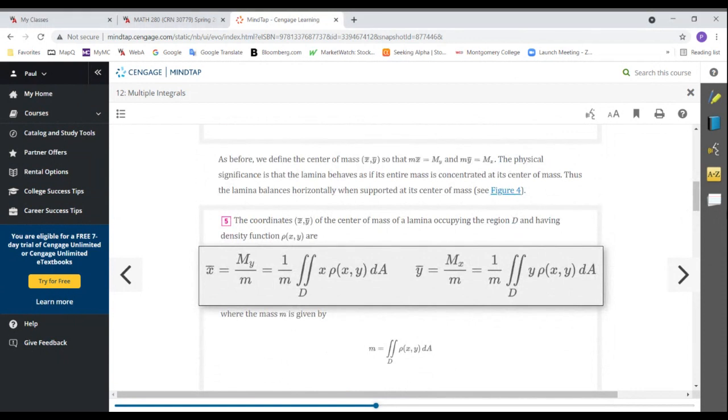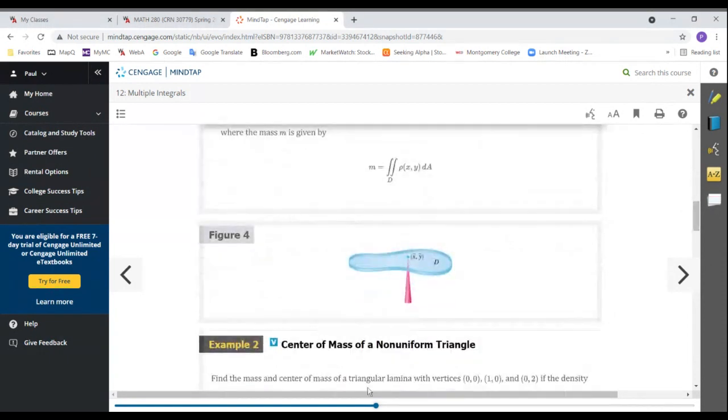It's absolutely fascinating, really. In figure 4, take your lamina, and remember the lamina could have differing density depending on what coordinate you are on the lamina. The balancing point of the lamina would be at that center of mass, x bar, y bar. They have an example, and we'll look at example 2. But are there any questions so far?